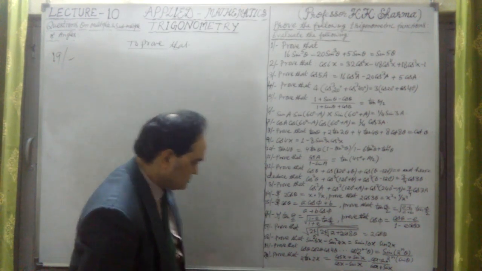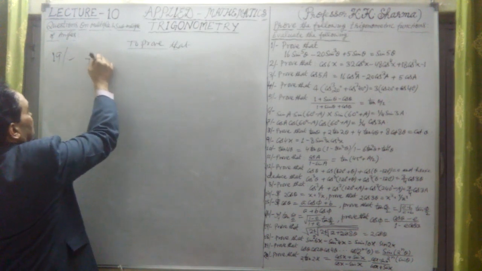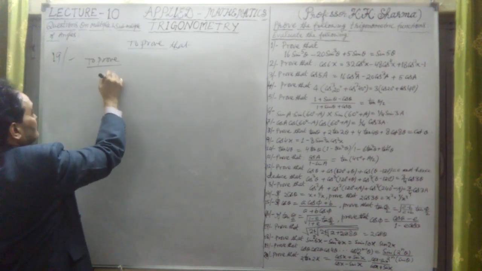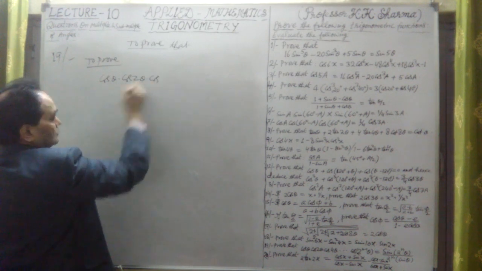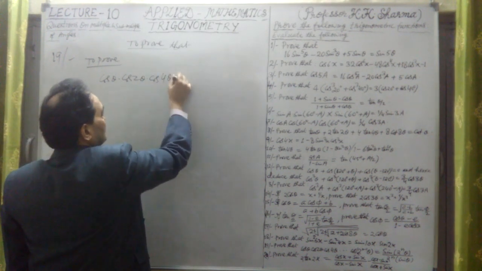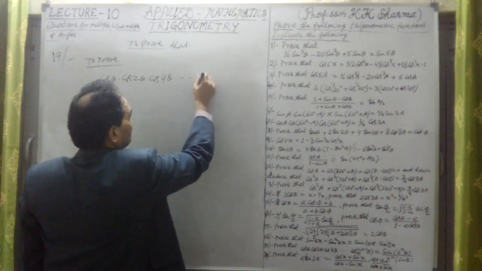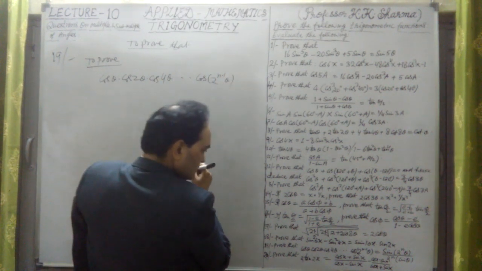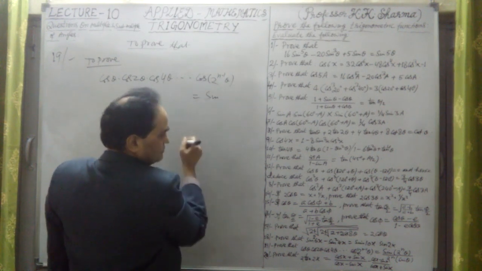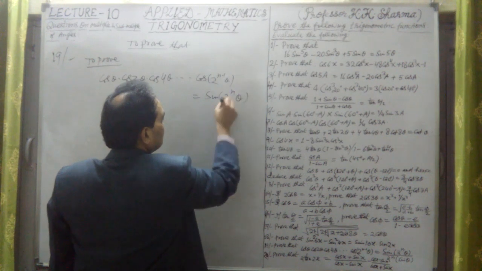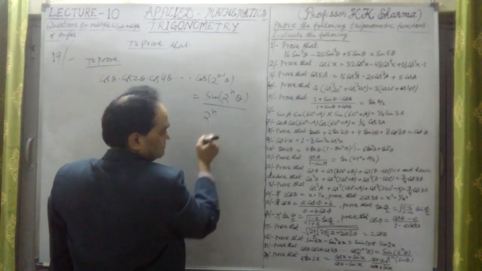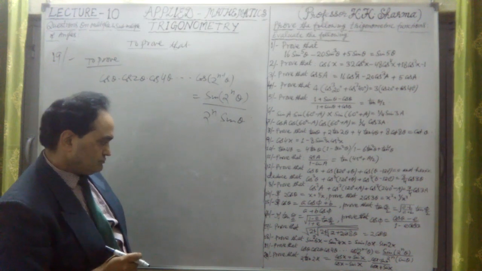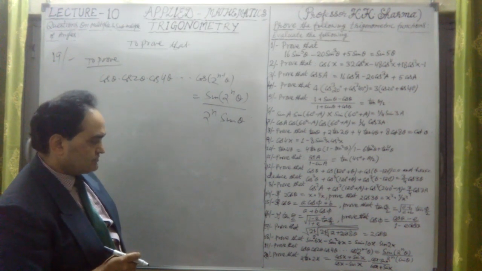Now 19 is: prove that cos theta cos 2 theta cos 4 theta, and so on up to cos of 2 raised to the power n minus 1 into theta, is equal to sine of 2 raised to the power n into theta divided by 2 raised to the power n into sine theta. So we have to prove this. Got the point?